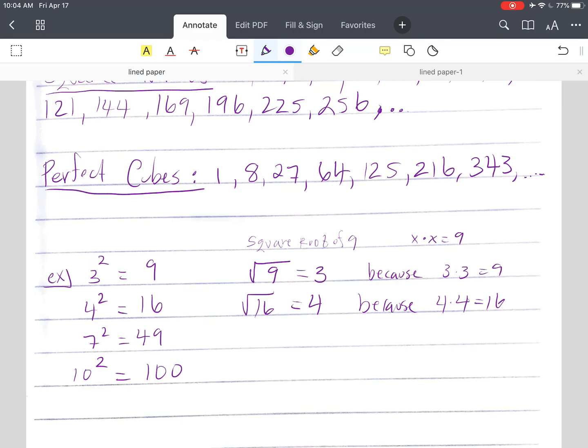Right? So you're just thinking of a number that times itself equals whatever's under the square root. Get it? Square roof, not root, roof. Sorry, bad joke.